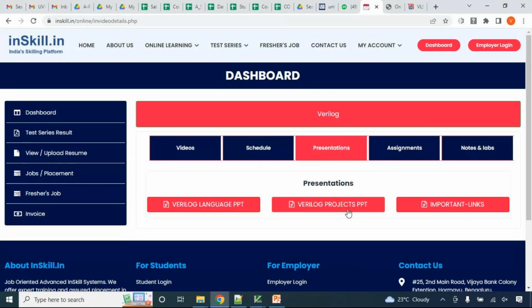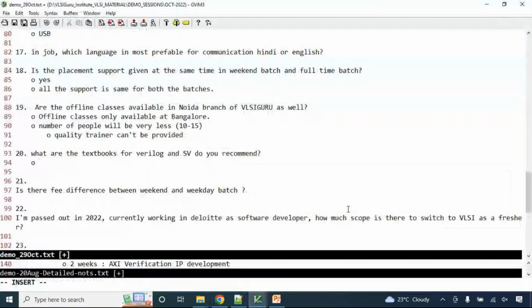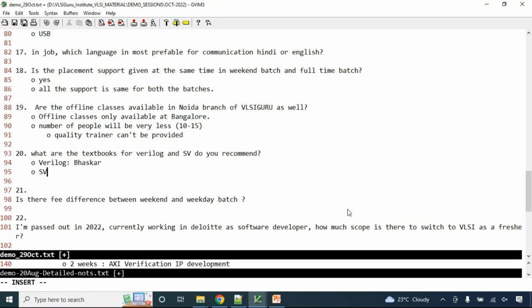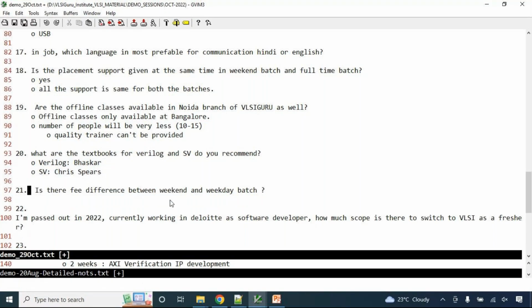But if at all you need, for Verilog, you can follow Samir Palnitkar, Bhaskar, or some books; there are 2 or 3 books, you can take that. For SystemVerilog, you can follow Chris Spear. But as per my experience, if you attend the course properly here, you won't need those things. Is there a fee difference? I think you can connect with our manager. He will give you all the details.